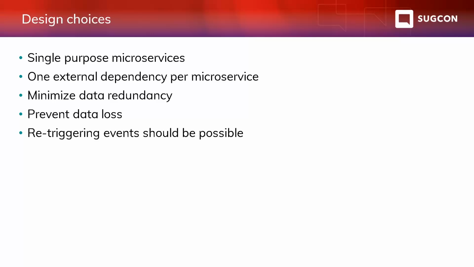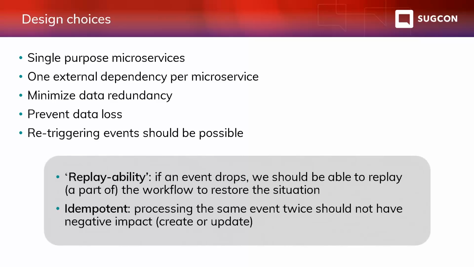I want to minimize data redundancy, so I don't want to carelessly copy all of the data over all of my components. And I also want to, as I said, prevent data loss. And retriggering events should be possible. So I want to have something called replayability. I want to be able to replay parts of my data flow or my workflow to restore a situation where something got stuck or didn't proceed. And I also want to have everything idempotent. So processing the same event twice shouldn't have a negative impact.